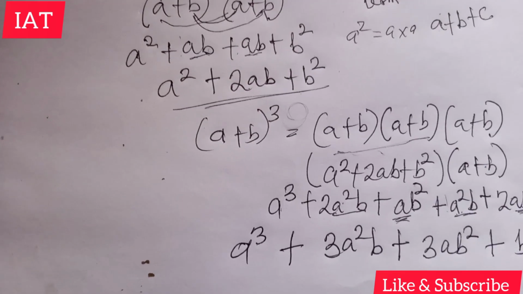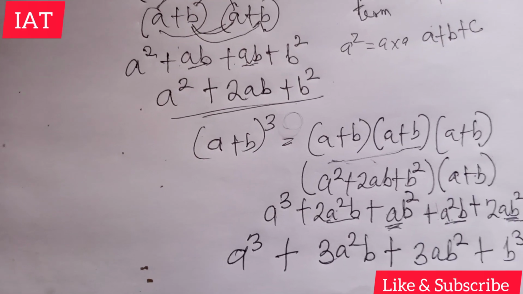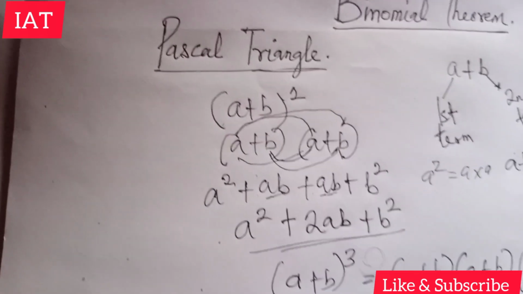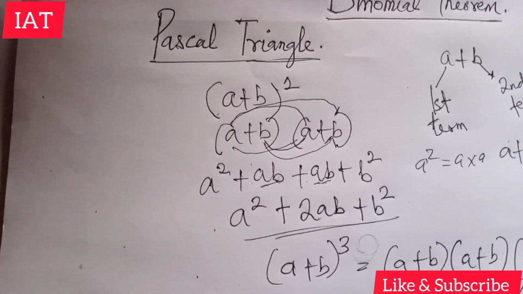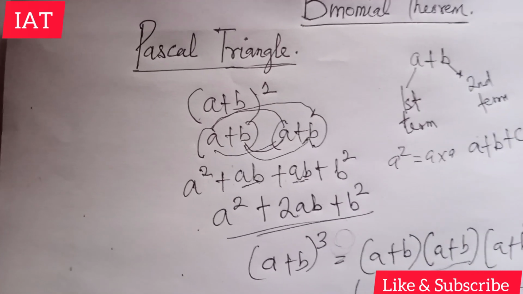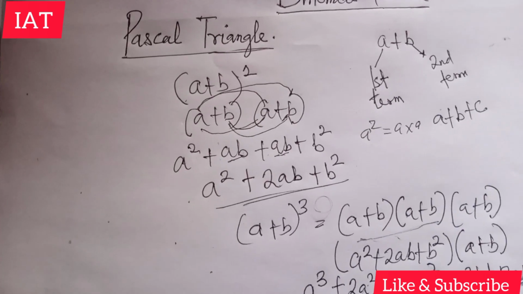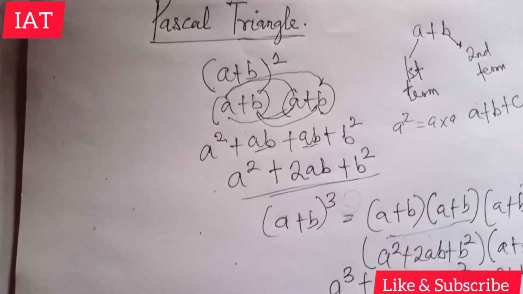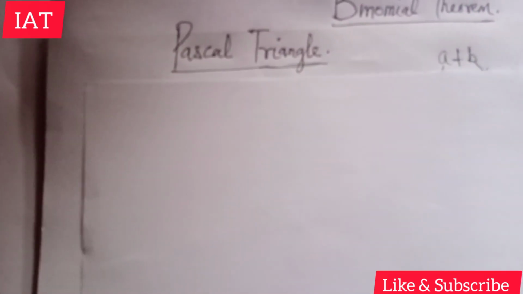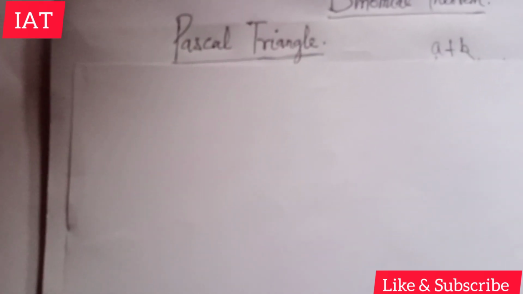What we need to do at this point is to try another method, which is why we introduce Pascal's triangle. This Pascal's triangle will shorten the process. Instead of using this long process, we want to shorten it. Look at how we will apply Pascal's triangle in this case.